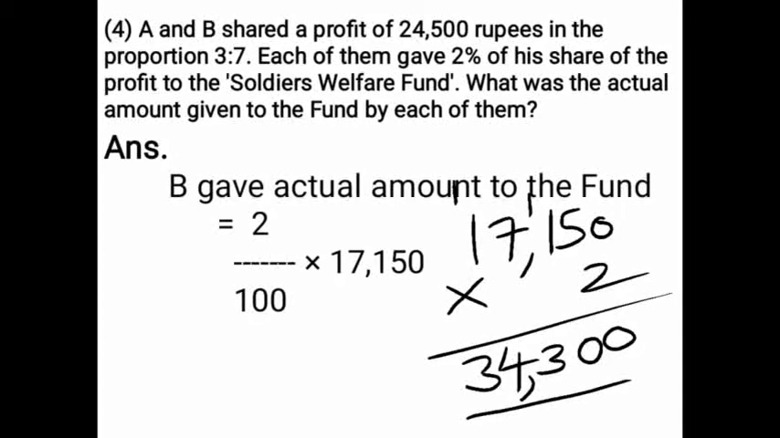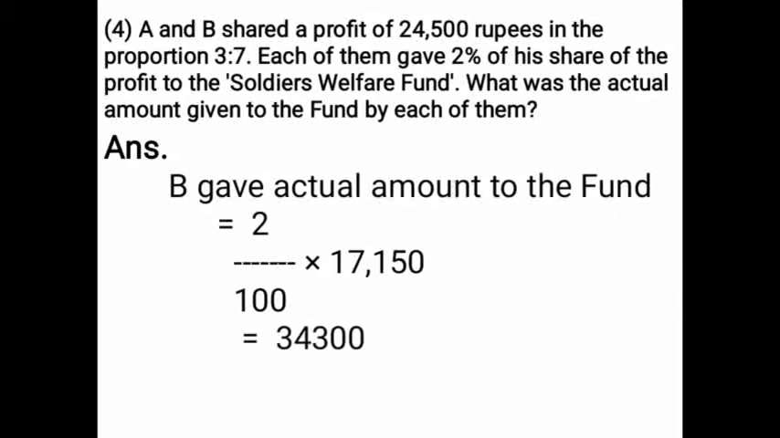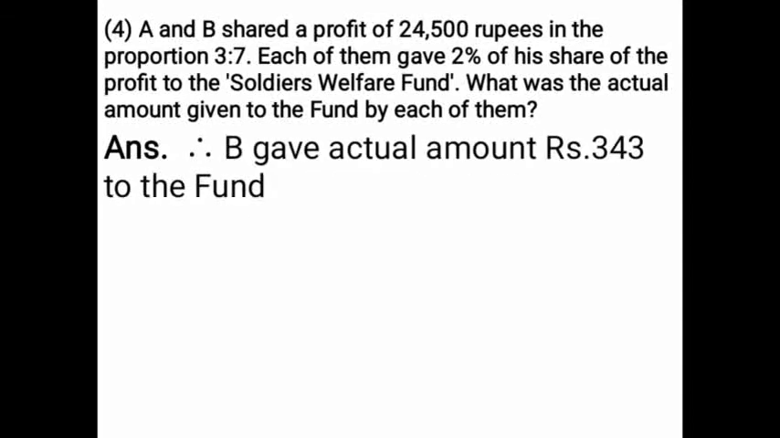I have multiplied 17,150 into 2. I am getting the answer 34,300. That is equal to 34,300 upon 100. Cancel both the zeros on numerator and denominator, like this way. That is 343 upon 1 is equal to 343 rupees. Therefore, B gave actual amount rupees 343 to the fund.